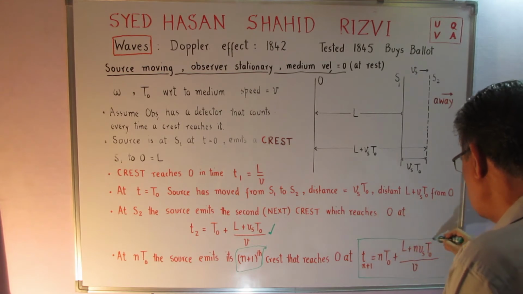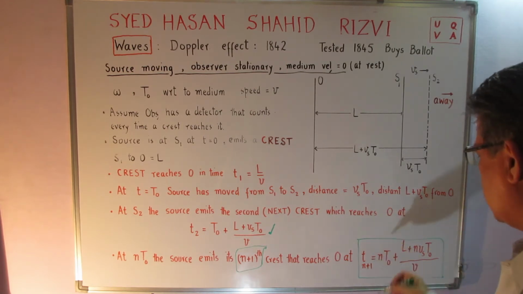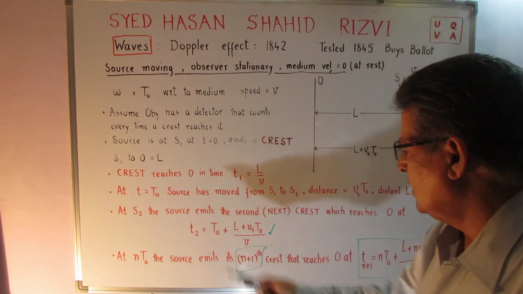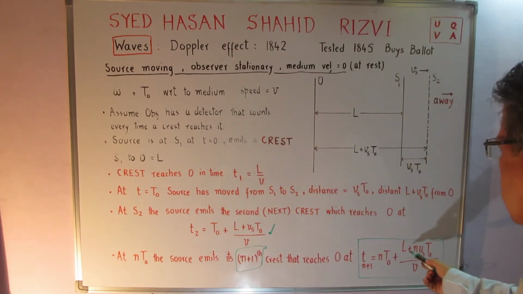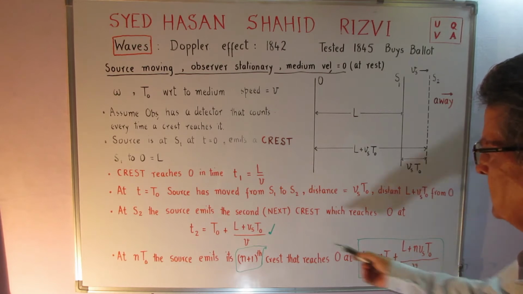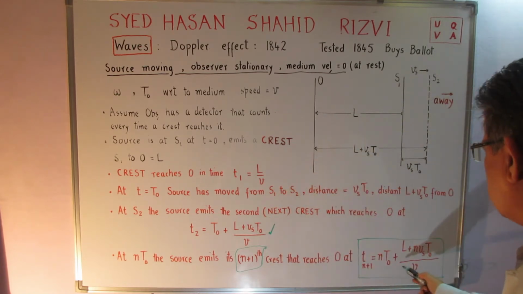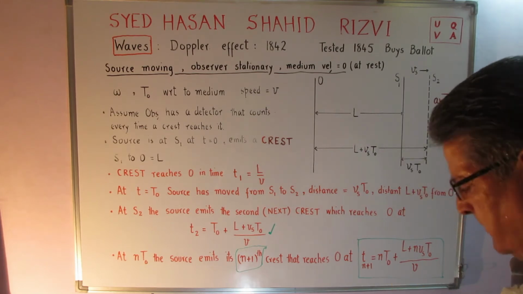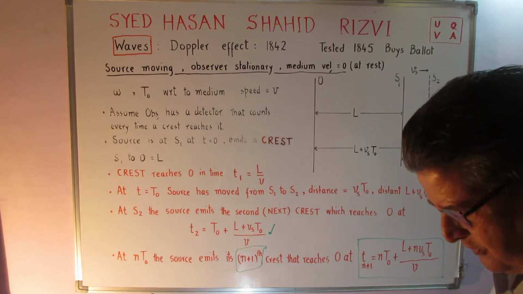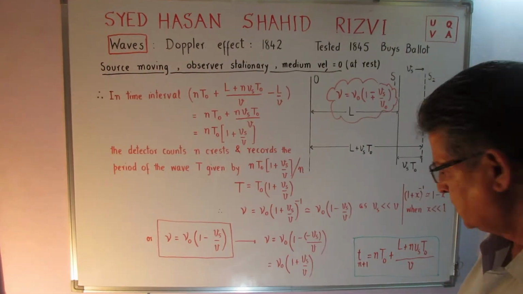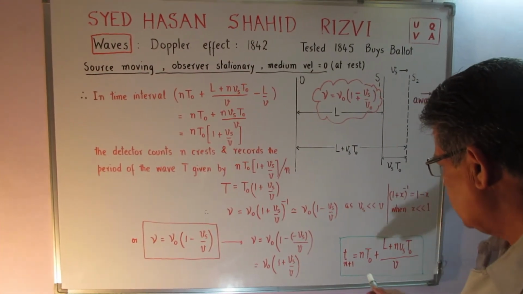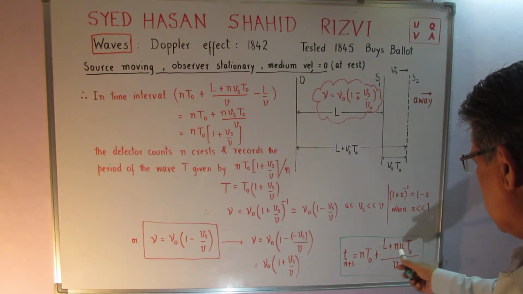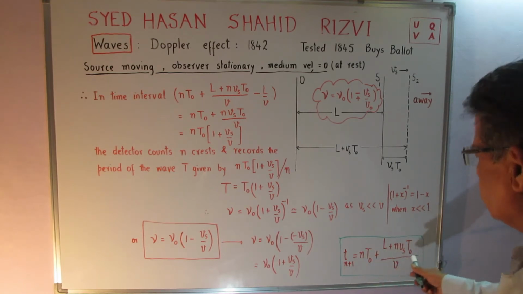T(n+1), which is equal to n T naught plus (L plus n Vs T naught) divided by v. Okay? So from there we proceed. So we found that T(n+1) is equal to n T naught plus (L plus n Vs T naught) divided by v.